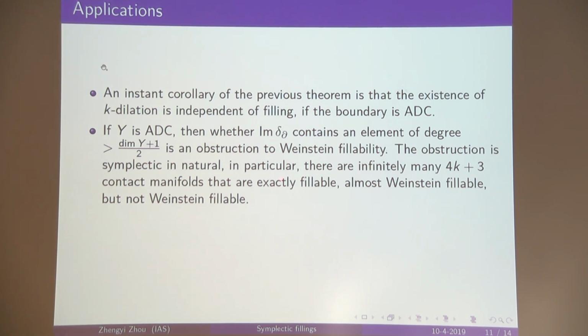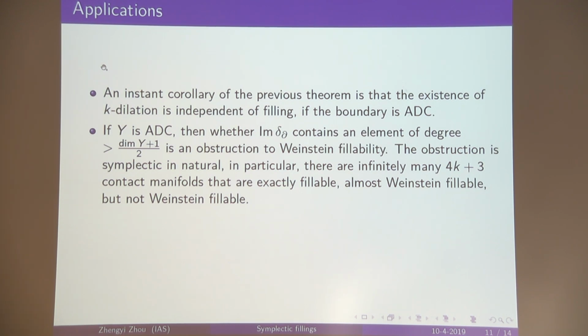Okay. At this point, it looks like I'm using the topology of the filling, but the point is this guy is not topological. So in fact, I find the infinite many 4k plus 3 contact manifolds that are exactly fillable, almost Weinstein fillable, but not Weinstein fillable. Almost Weinstein fillable means there's no topological obstruction.